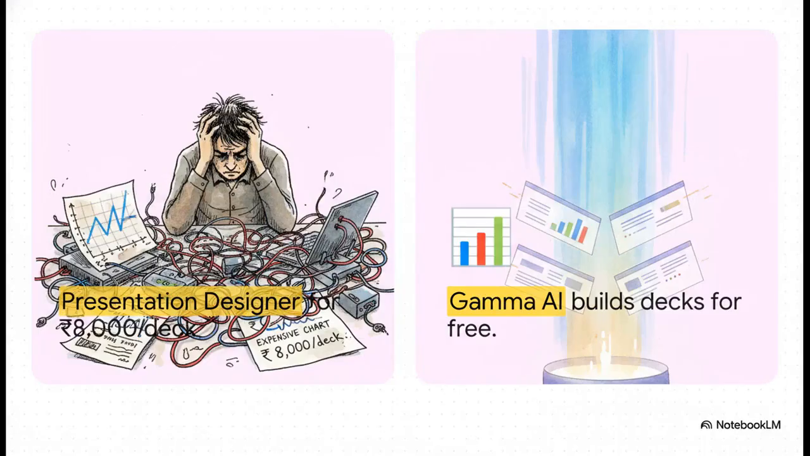Now, what about pitching clients or putting together webinars? A freelance presentation designer is going to charge you somewhere between 3,000 and 8,000 rupees for a single deck. And we all know how agonizing it is to tweak PowerPoint layouts manually. Gamma AI is free. You type a single sentence in, and it generates a beautifully designed, structurally sound presentation in 30 seconds. You are saving thousands of rupees and hours of frustration on every single pitch.